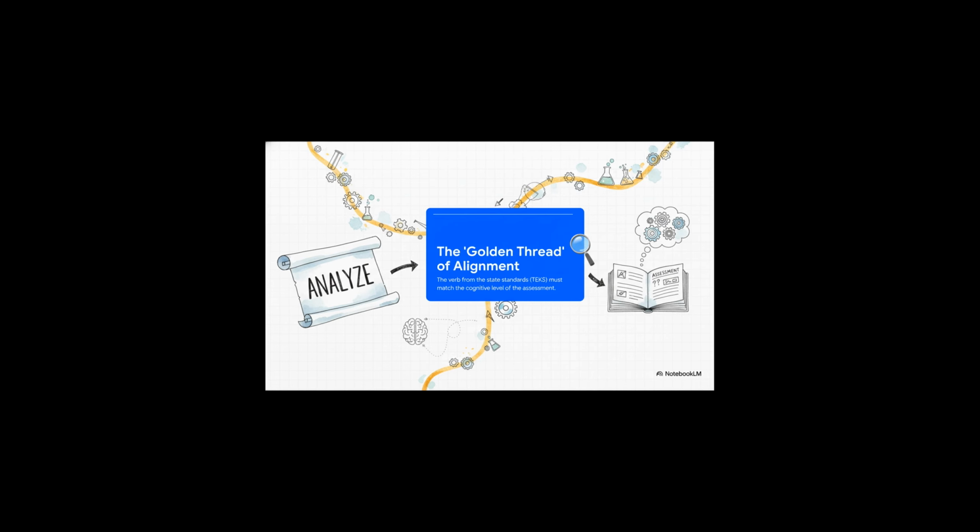The verb in your state standard, your text, that's your blueprint. So if that blueprint verb says students need to analyze, then your assessment must require them to analyze. A simple recall question just won't cut it. The cognitive level of the standard and the assessment have to match perfectly. If they don't, you're not actually measuring what you're supposed to be measuring. It's as simple as that.